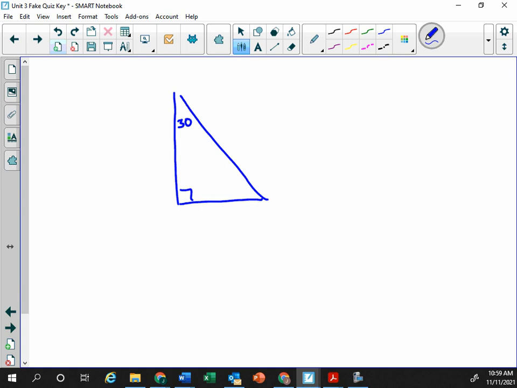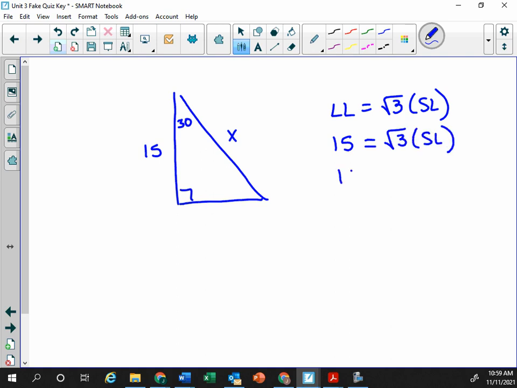And they say the leg opposite the 60-degree angle is 15. And they want to know the hypotenuse, okay? Remember, long leg is equal to √3 times short leg. I know the long leg's 15. I don't know the short leg. So I have to solve this.